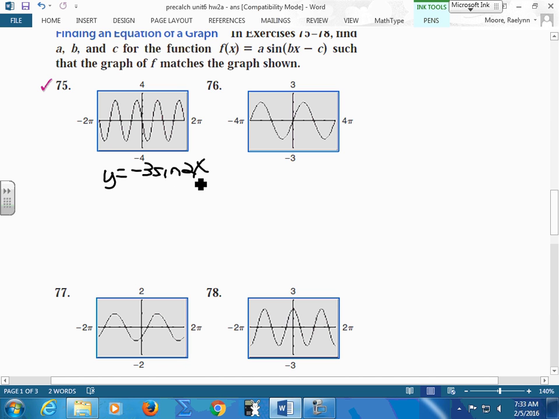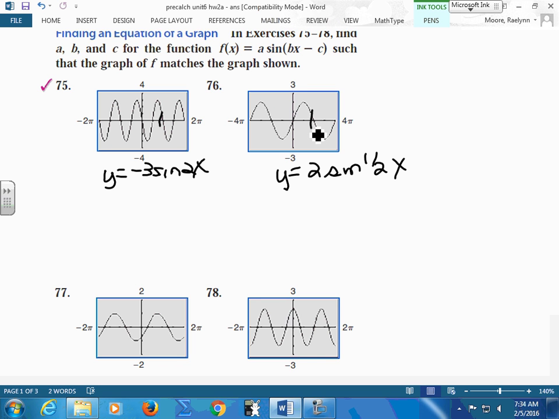Is that right? We've got 2 in here. We went down. We did 1, 2. 76 should say y equals 2 sine 1/2 x. Okay, because this again is 2 pi. So it took 4 pi to complete 1 cycle. Amplitude change of 2.